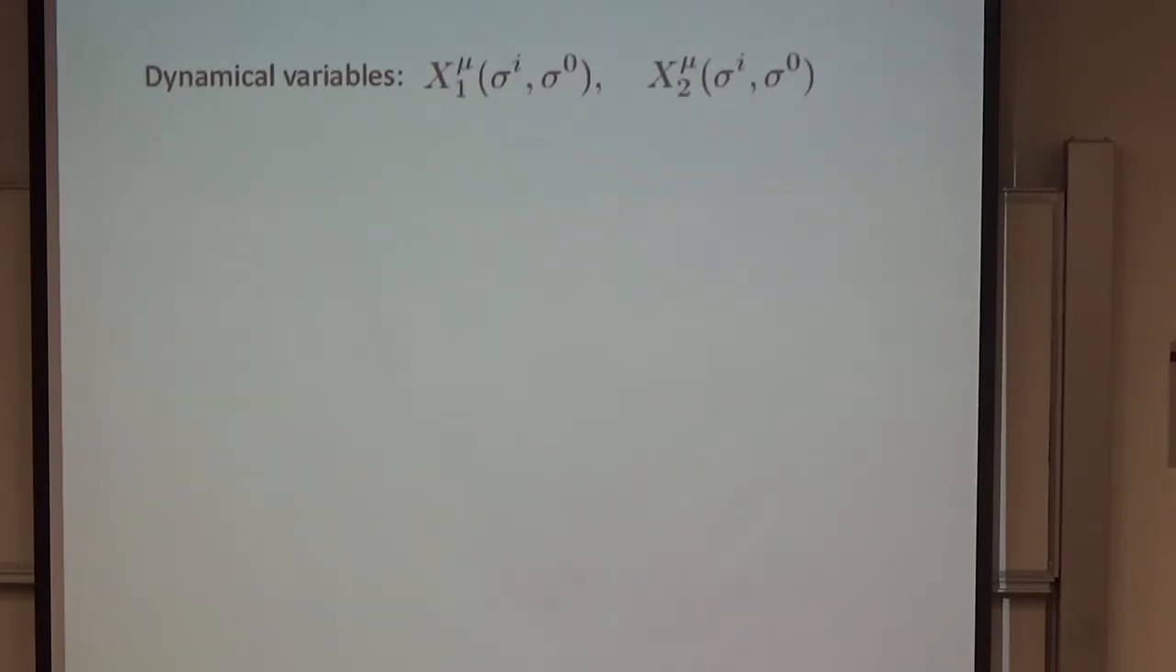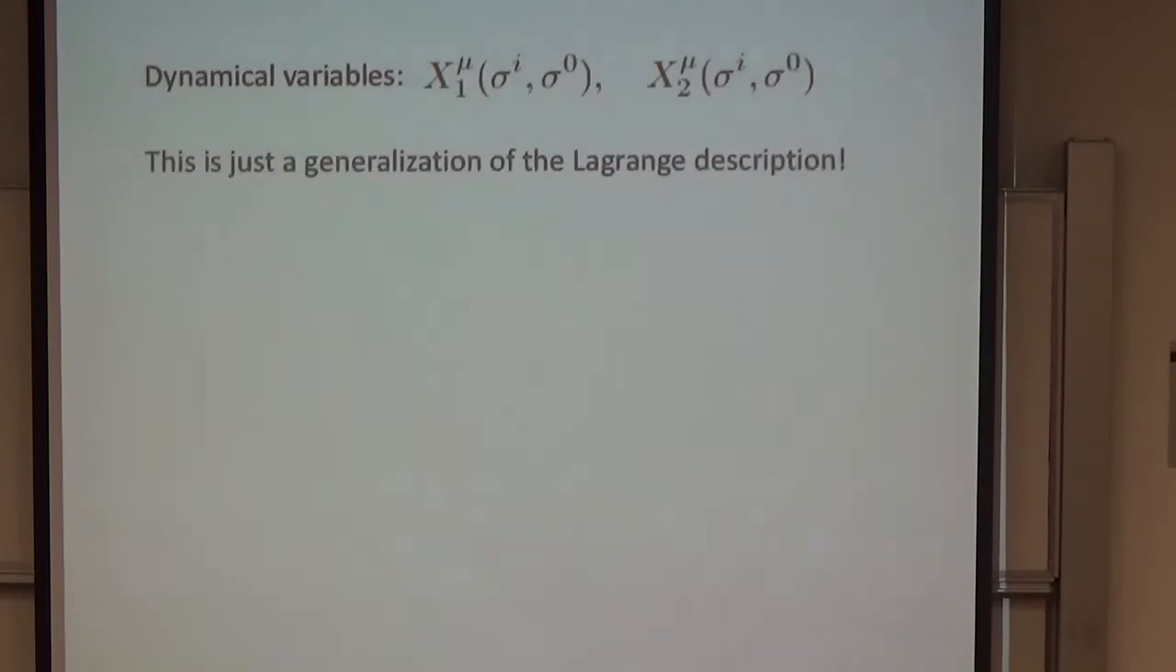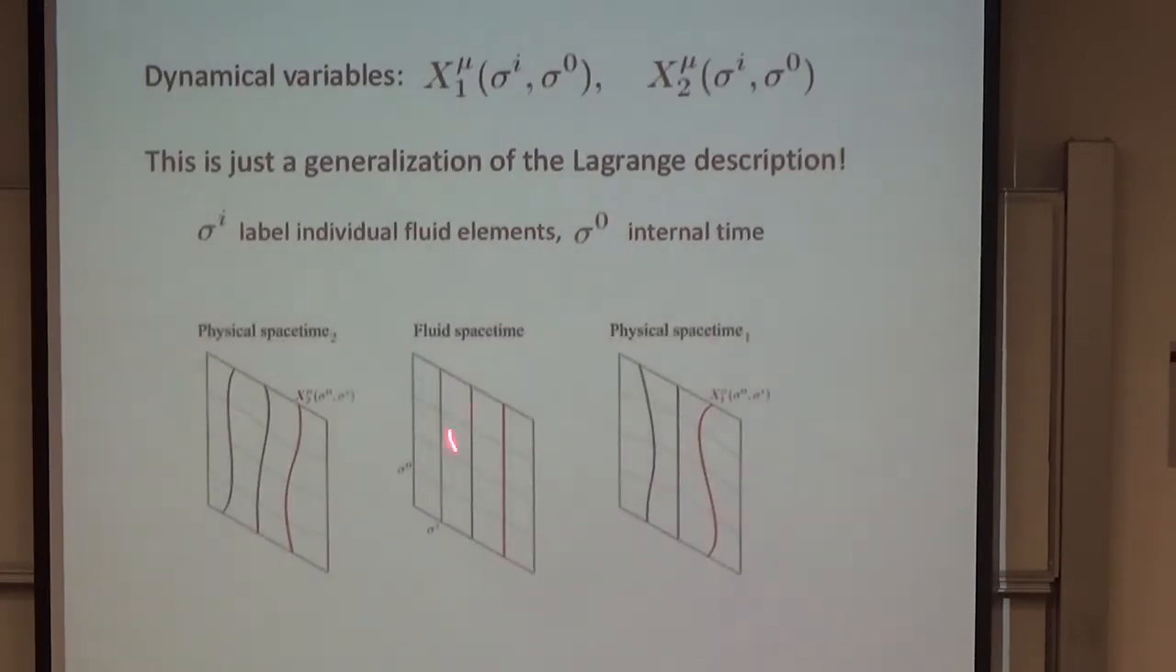So remember, what we can interpret is that this new space-time we have introduced can simply be imagined as labels of the individual fluid elements. And now you can slightly generalize sigma 0 to be interpreted as the internal time associated with each fluid element. Then you have this picture: a fluid space-time labeling each fluid element and their internal clock, and then a mapping to the physical space-time that tells the motion of each fluid element. So this is precisely the physics where we track each fluid element.